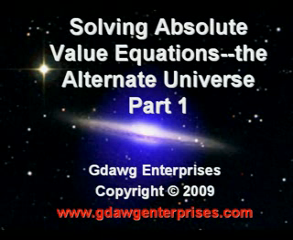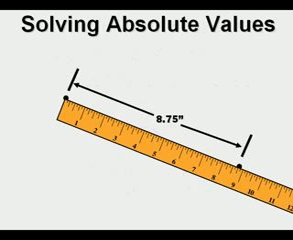Solving absolute value equations, the alternate universe, part 1. Absolute values are used in the real world relating to distance and other measures that cannot have a negative value. These 2 points, for instance, are 8 3/4 inches apart, no matter which is the starting point.